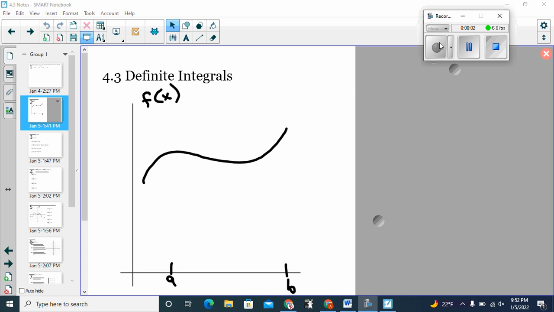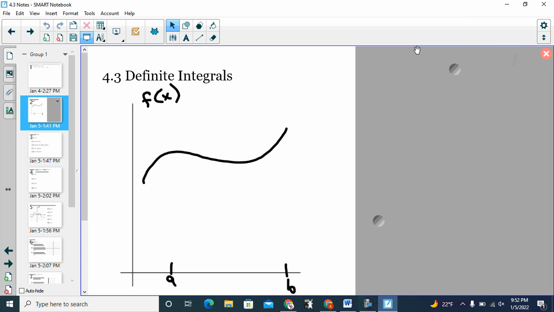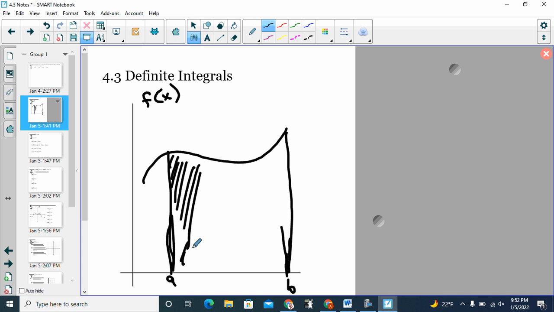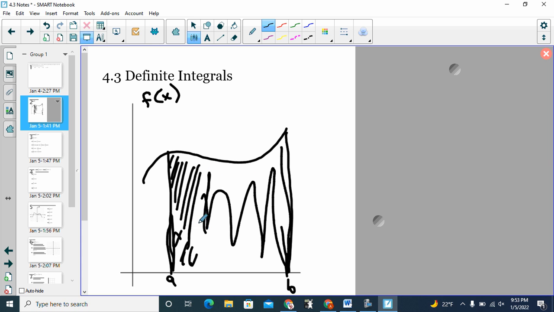These are notes from section 4.3, which is on definite integrals. What we're trying to find is the area under a curve from our x value A to x equals B. Assume those are straight vertical lines. So we're looking for this area right here, the area between the x-axis and the curve, all of this area.